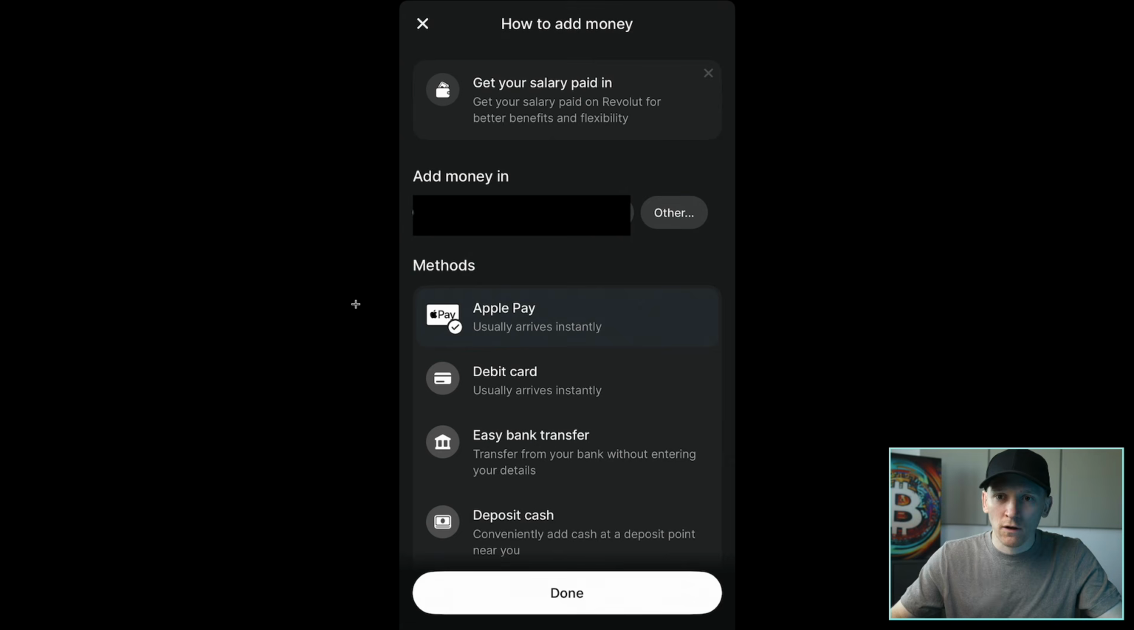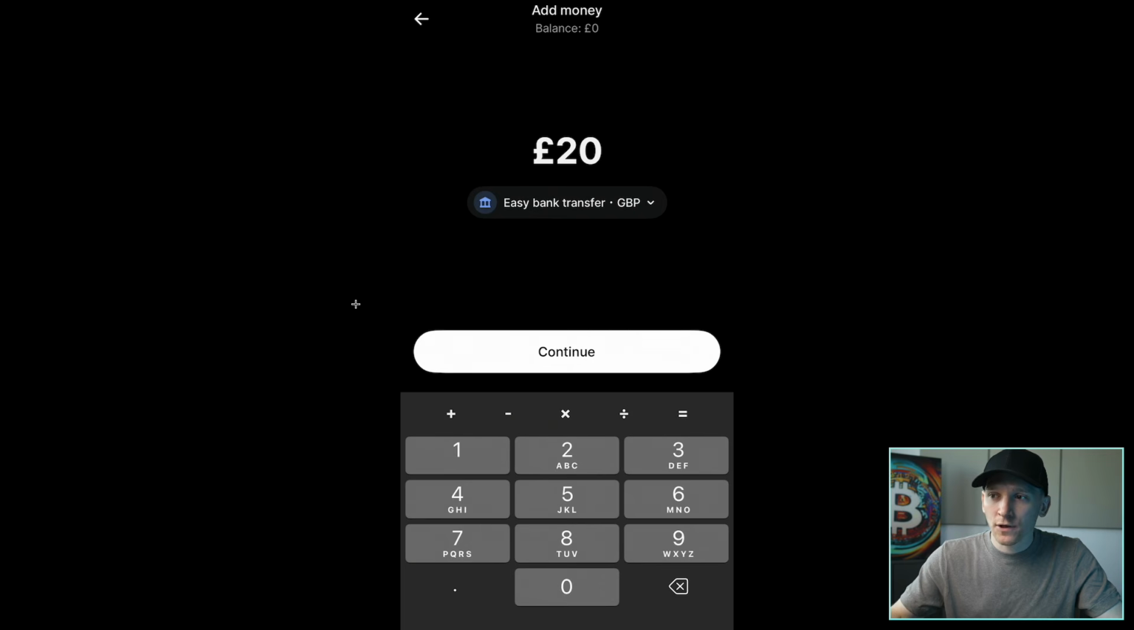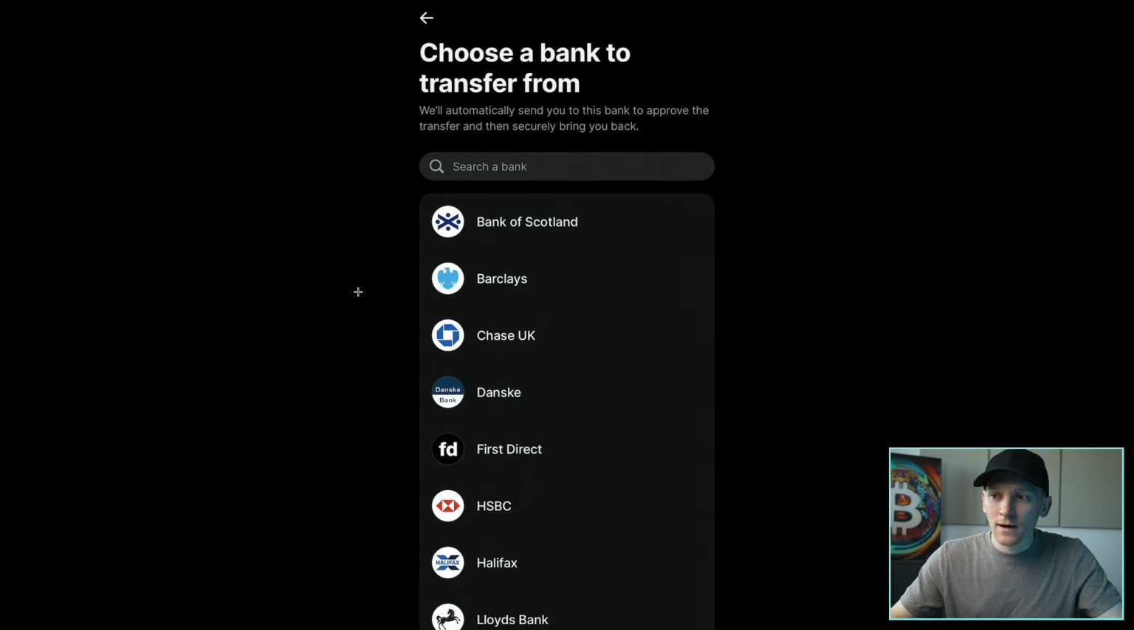Choose a card or bank transfer. I chose bank transfer. I chose how much I wanted to deposit, and then it links you over to the app that you have on your phone. So whichever bank that you use, choose that. It's going to open that application on your phone. You have to authenticate the payment, and then you send that payment from your bank into the Revolut app. Then we can use that balance to go ahead and trade crypto.